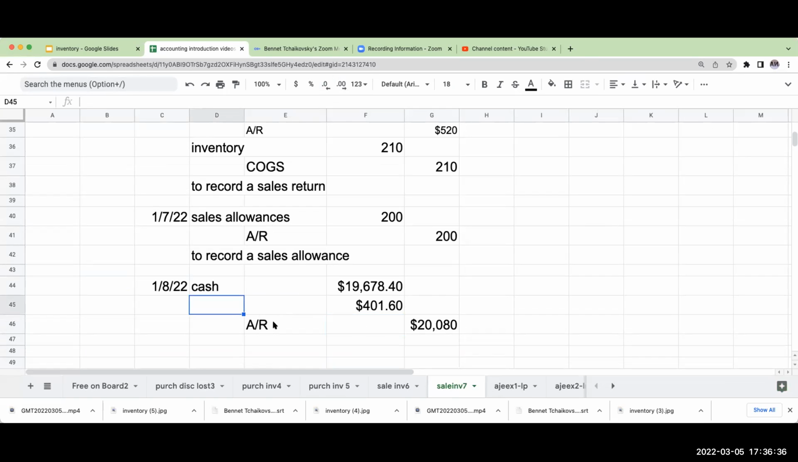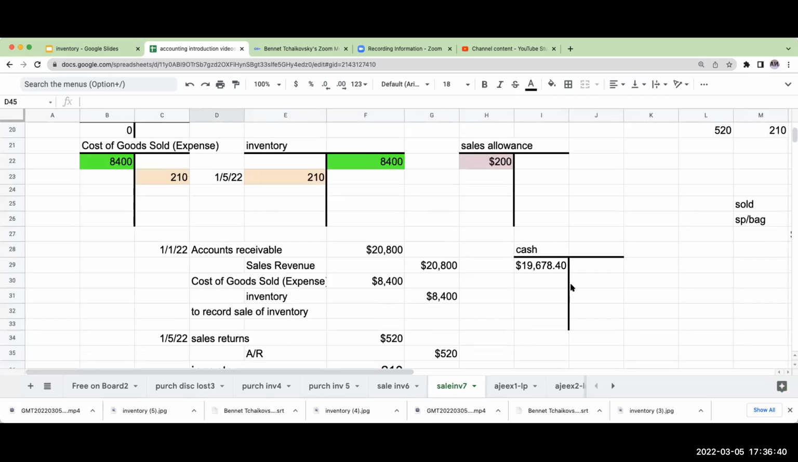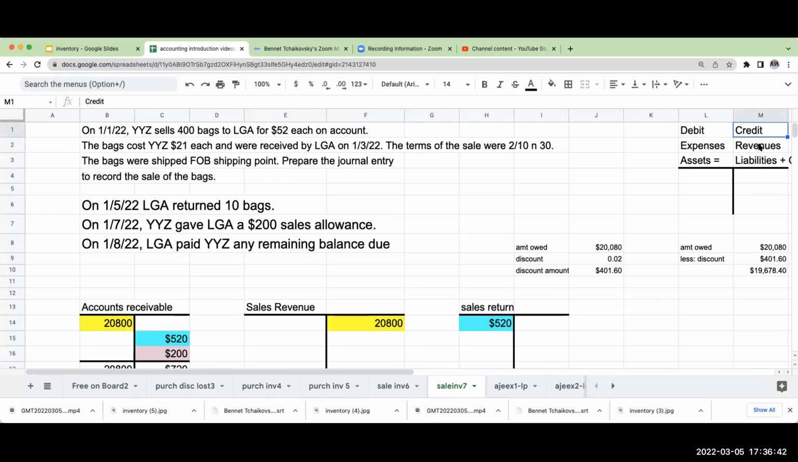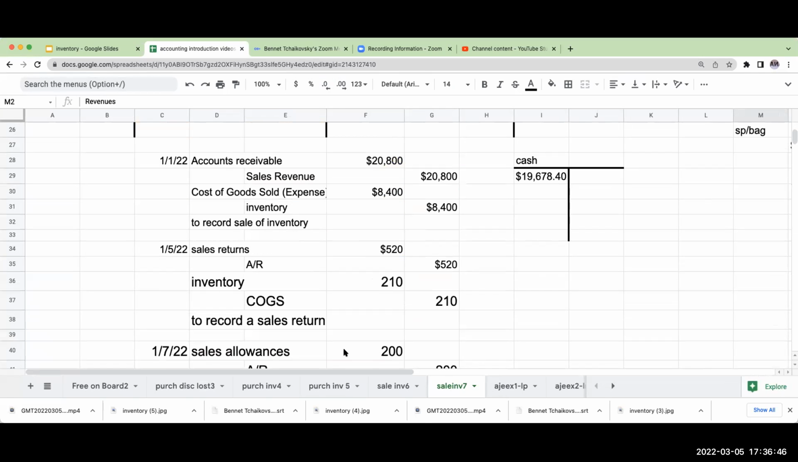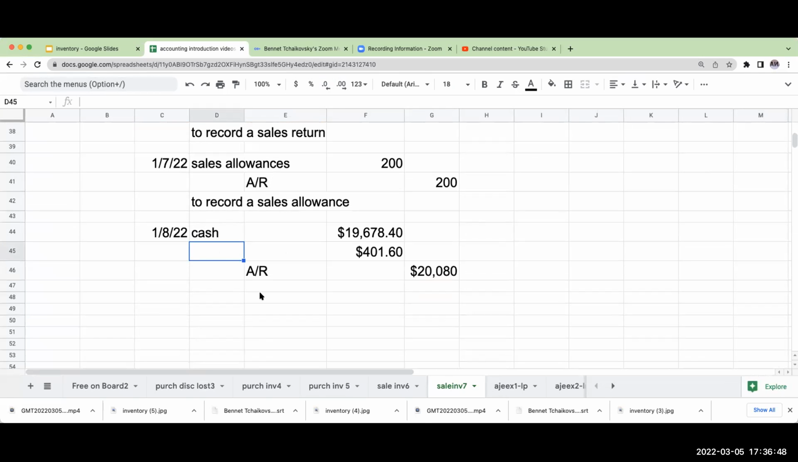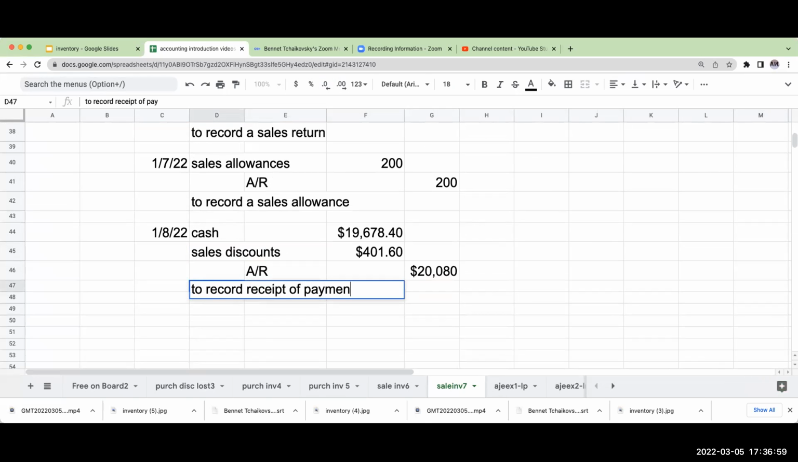For this one, I'm going to use another contra revenue account. Remember, revenues are generally recorded with a credit. We call it a contra revenue because it has a debit balance. So this is going to be sales discounts for 401.60, to record receipt of payment.